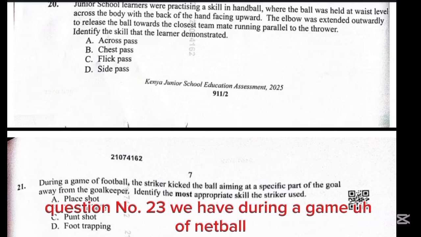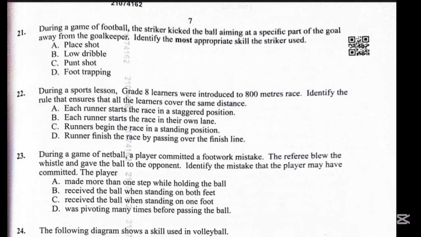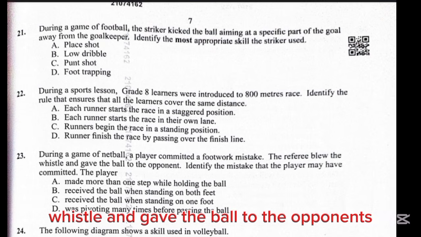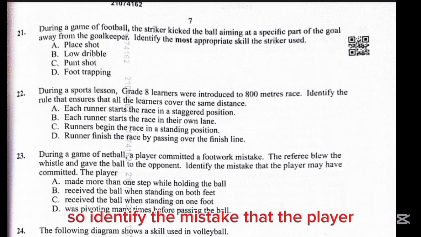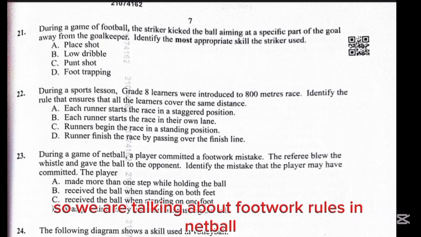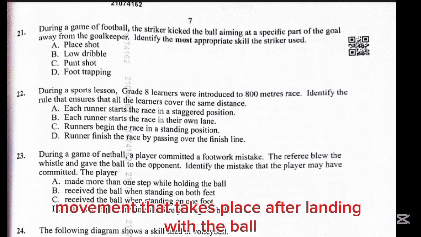For question number 23, we have during a game of netball, a player committed a foul, a footwork mistake, and the referee blew the whistle and gave the ball to the opponent. Identify the mistake that the player may have committed. So we are talking about footwork rules in netball, and footwork is a description of feet movement that takes place after landing with the ball.